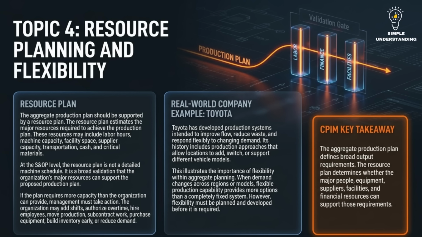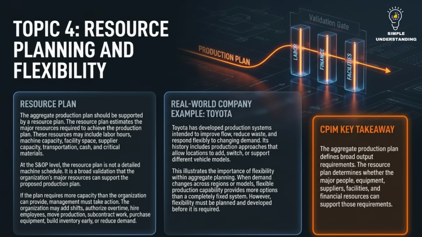Real-world company example: Toyota. Toyota has developed production systems intended to improve flow, reduce waste, and respond flexibly to changing demand. Its history includes production approaches that allow locations to add, switch, or support different vehicle models. This illustrates the importance of flexibility within aggregate planning. When demand changes across regions or models, flexible production capability provides more options than a completely fixed system. However, flexibility must be planned and developed before it is required.